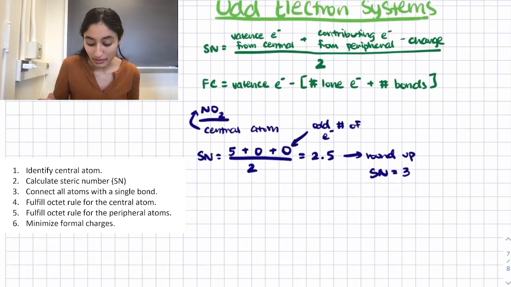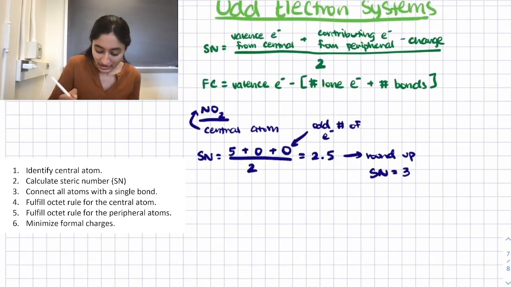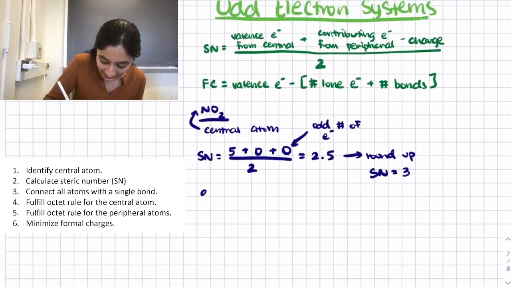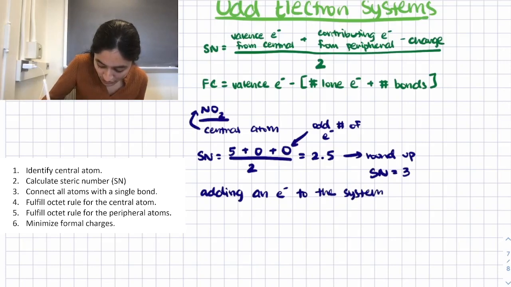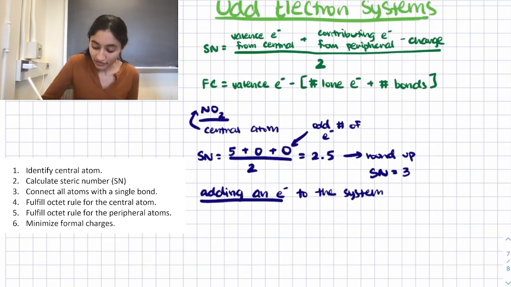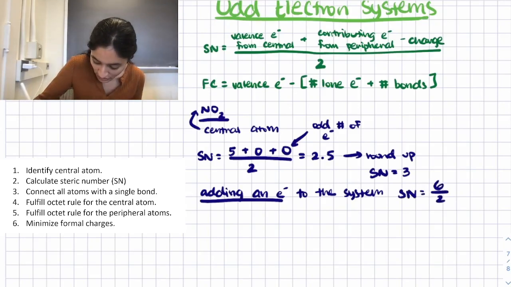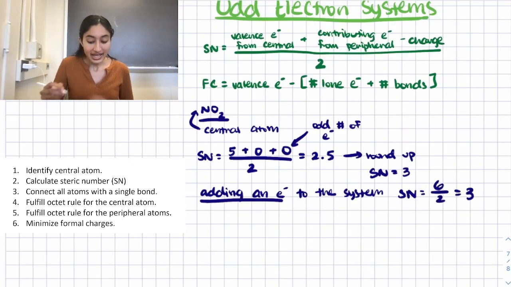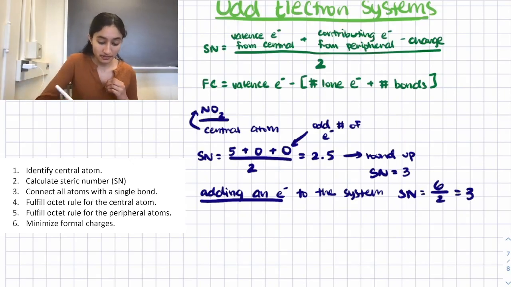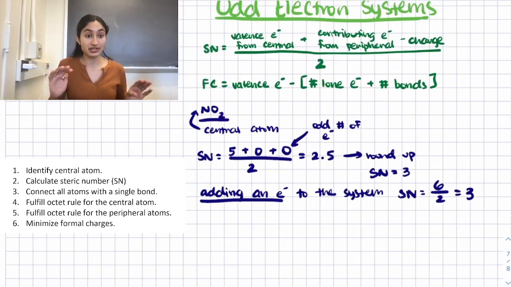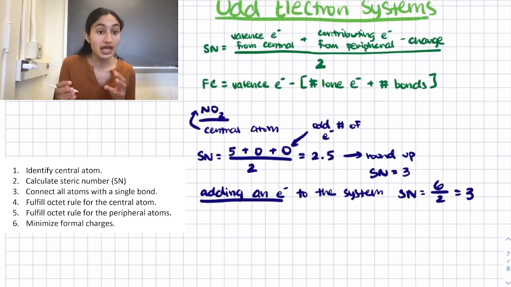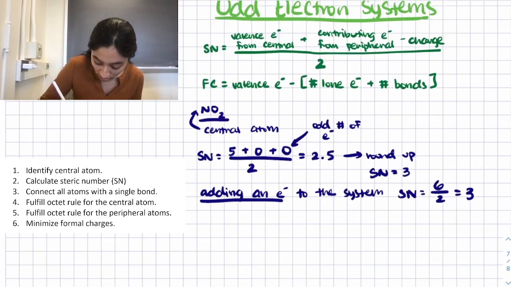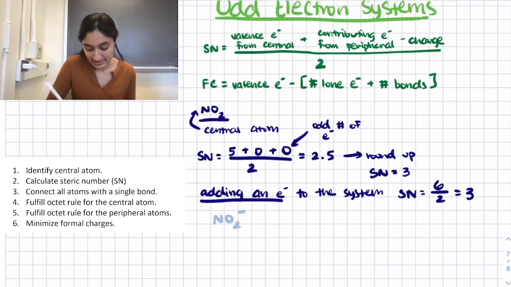So what are you doing by rounding up? You are adding an electron to the system. You've changed that numerator from a 5 to a 6. So you're getting 6 over 2, which equals 3, and you're doing this by adding an electron. Now you're no longer considering the molecule NO2. Instead, you're considering the molecule NO2 minus.